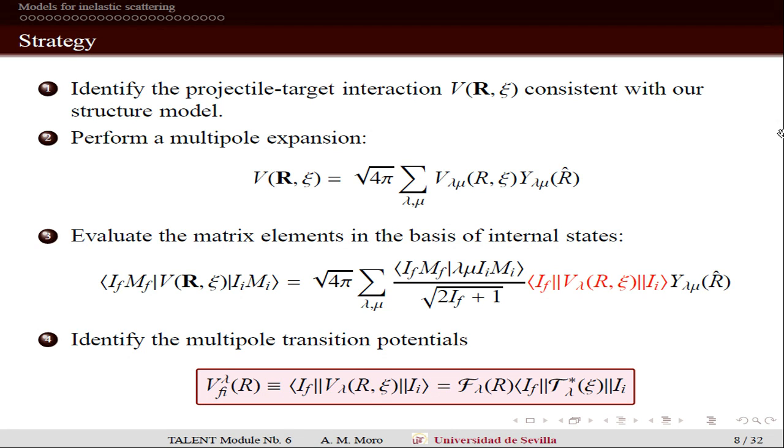Sometimes these reduced matrix elements can be factorized, separated into a radial part, this F here, and the structure part. So in many models we have these coupling potentials as a radial form factor, as it is called by many people in the literature, and a structure reduced matrix element. This is very convenient when writing a code, to have the possibility of separating these two parts and being able to calculate them separately.